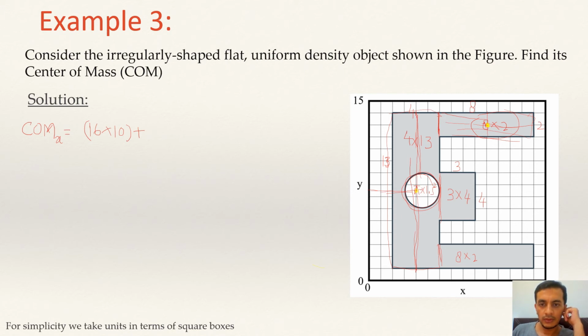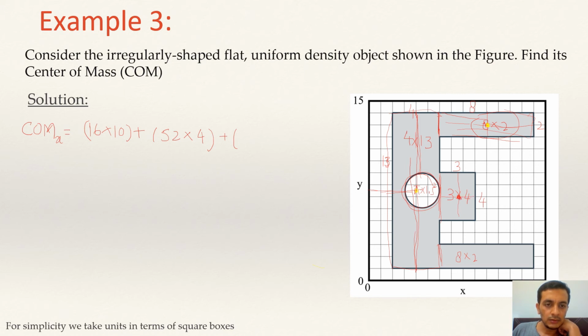So it is 4 on the x-axis. The x coordinate is 4, and 4 times 13 is 52. 52 times 4. Okay, plus this one. This is 3 times 4, 12, and its center must be here in the middle of the 3, this tiny point here.